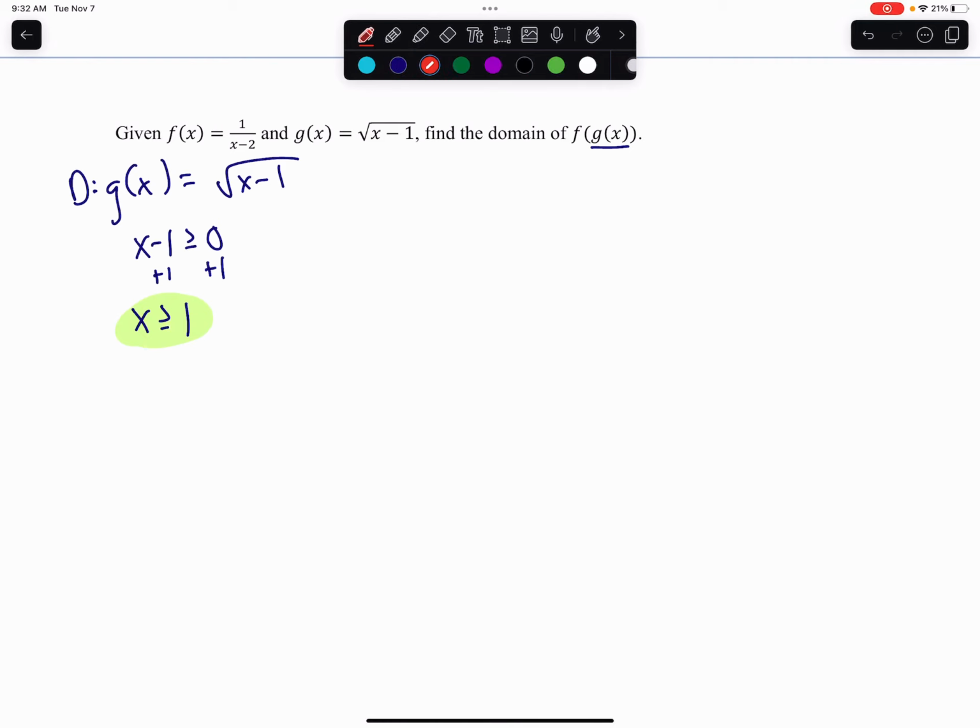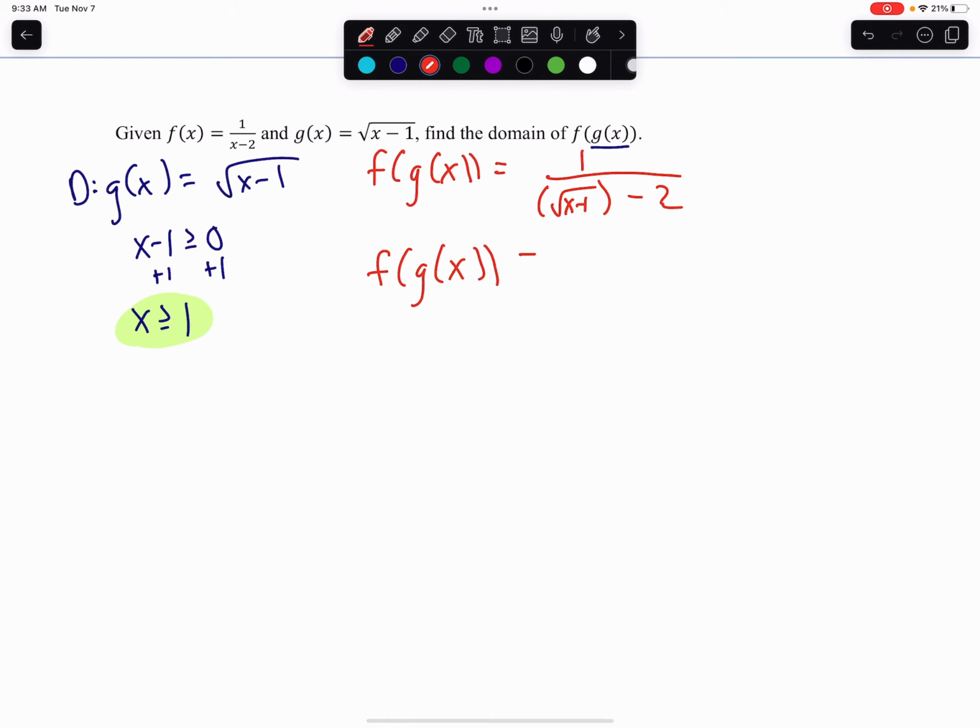Next, we need to find our composite function. That's really what we're worried about. So we'll do f of g of x. What that is equal to is when you have f of x and you're plugging in g of x. So we're plugging in radical x minus 1 into the minus 2. I'm just going to drop the parentheses there. So that is really just 1 over radical x minus 1 minus 2.